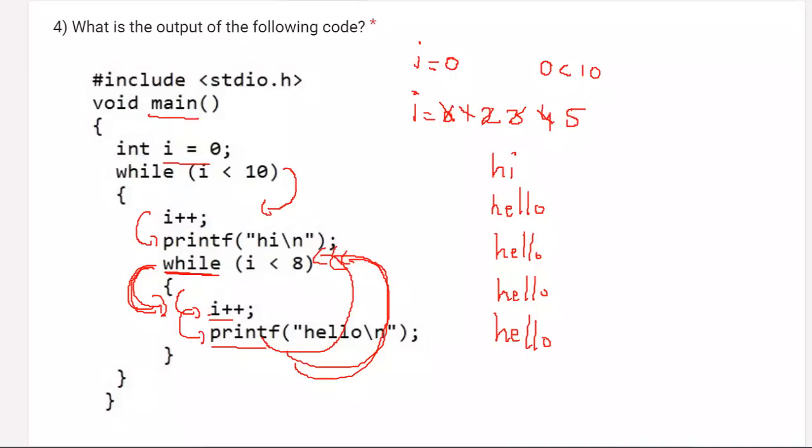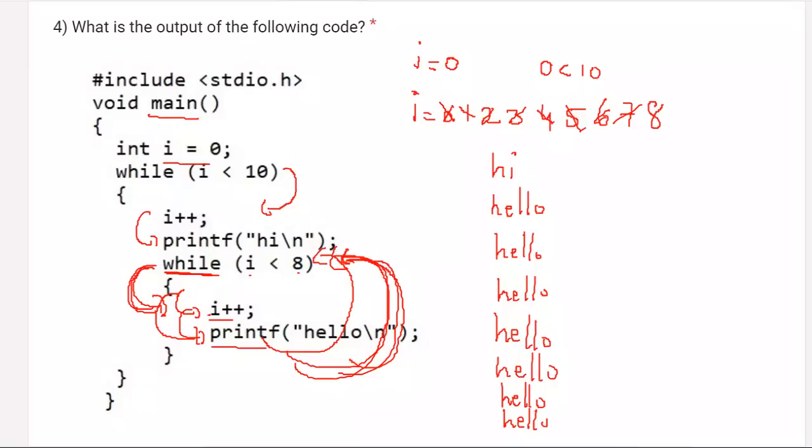Again come here. Is 5 less than 8? Yes. Come down, and the value of I will be 6. Again printf hello. Is 6 less than 8? Yes. The value of I will be incremented to 7. Now again print hello. Is 7 less than 8? Yes. Come into the while loop. The value of I will be incremented to 8. Again hello will be printed.